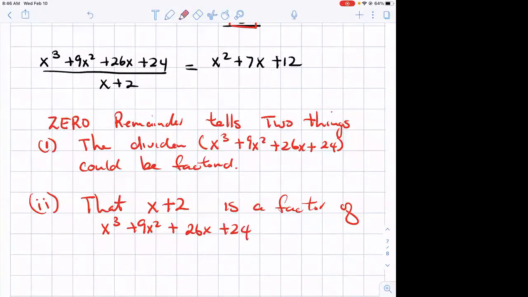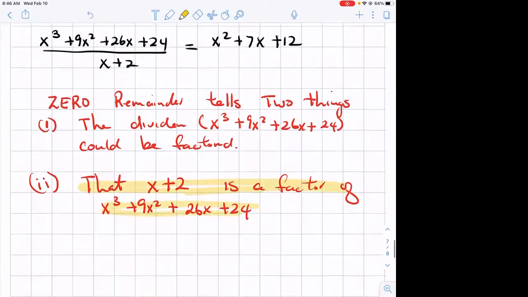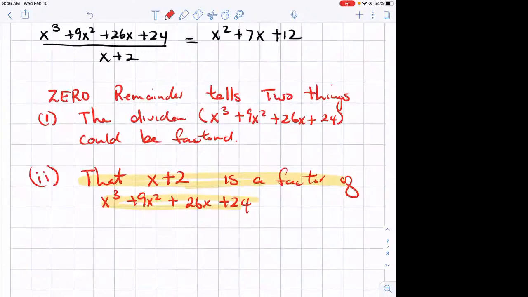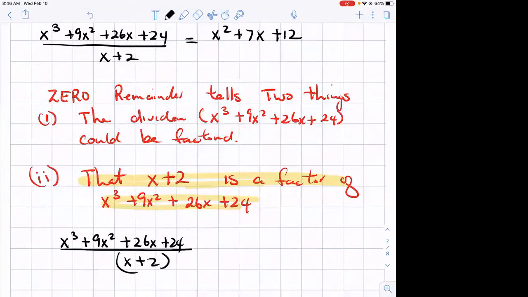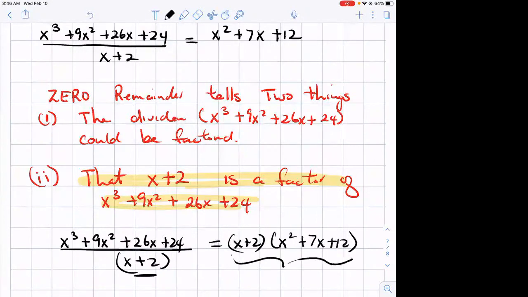And this one here is very important with the way the problem is worded. So this also tells me that if I had taken x cubed plus 9x squared plus 26x plus 24 divided by x plus 2, and if I know that this here is a factor, I could say x plus 2 times x squared plus 7x plus 12. If you multiply these two things, you will get back this.